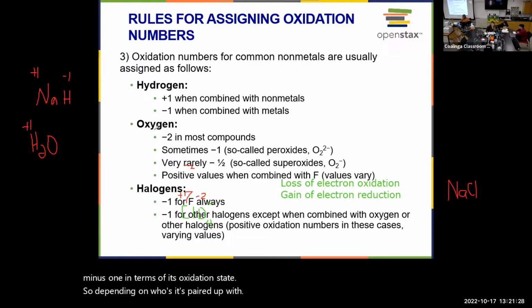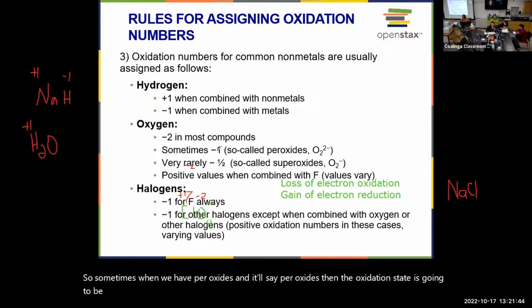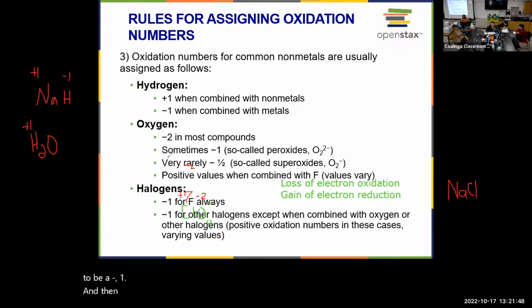So oxygen, its oxidation state is going to be -2. Sometimes when we have peroxides, and it'll say peroxides, then the oxidation state is going to be a -1. And then very rarely we have superoxides. For superoxides, the oxidation state is going to be a -0.5. But those are really special cases.